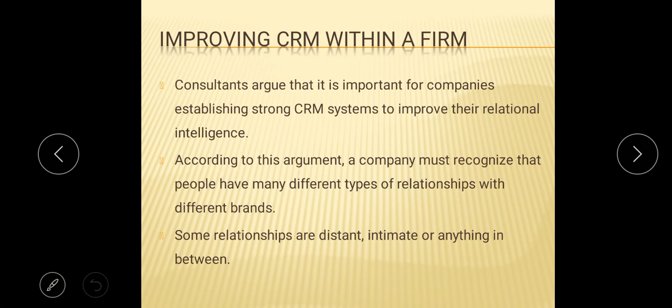This information is valuable as it provides demographic, behavioral, and value-based customer segmentation. These types of relationships can be both positive and negative. Some customers view themselves as friends of the brands, while others as enemies, and some are mixed, with a love-hate relationship with the brand. Some relationships are distant, intimate, or anything in between.